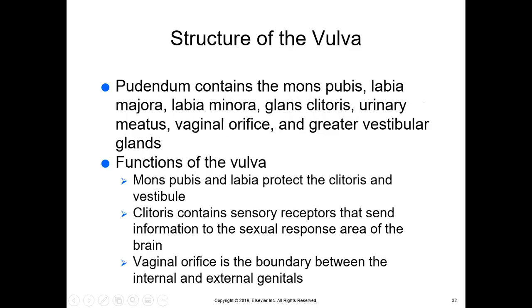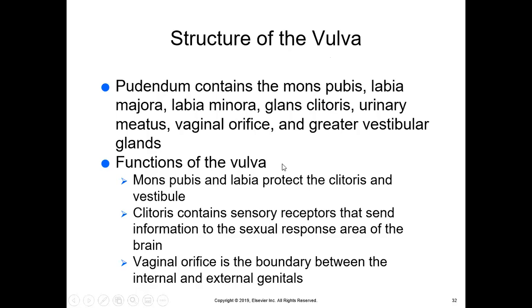The structure of the vulva. The pudendum contains the mons pubis, labia majora, labia minora, glans clitoris, urinary meatus, vaginal orifice, and the greater vestibular glands. So the vulva is the external portion of the vagina. The vagina is a hollow tube, and most of it you cannot see. But the portion you see is called the vulva.